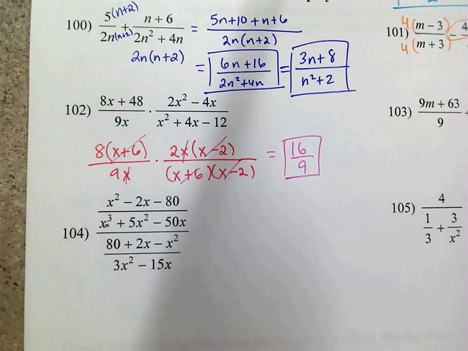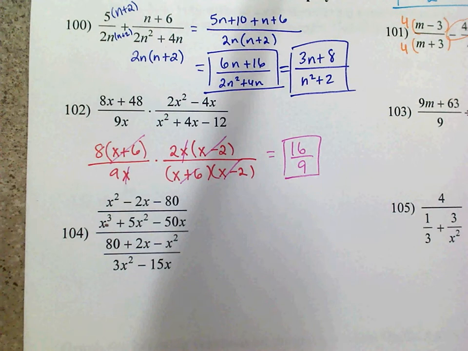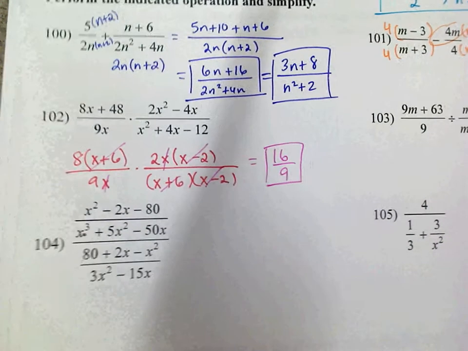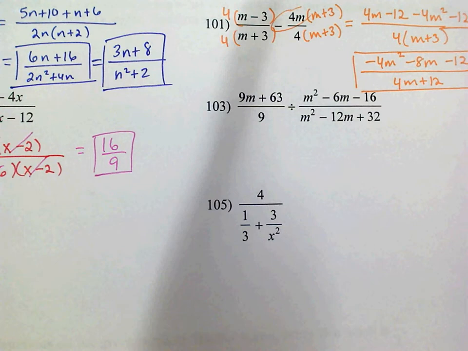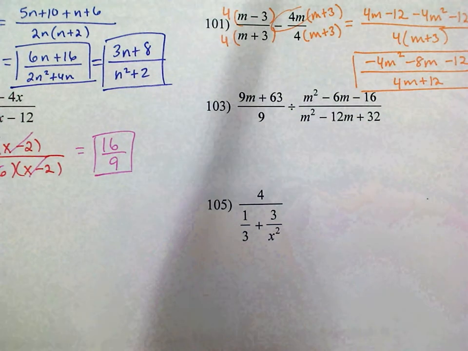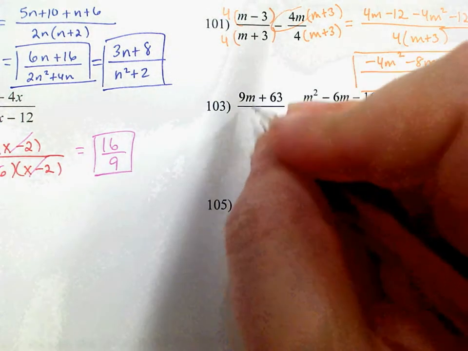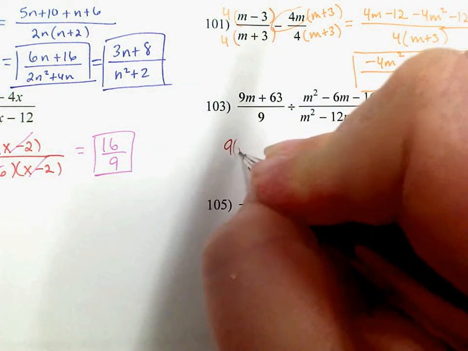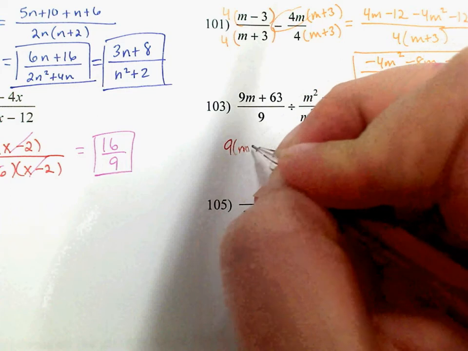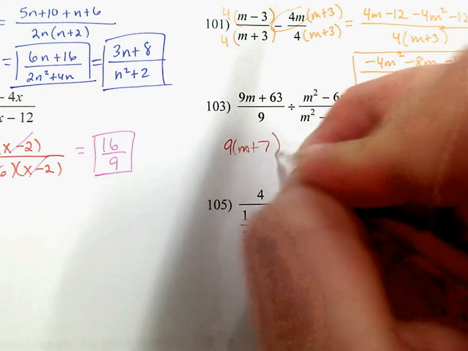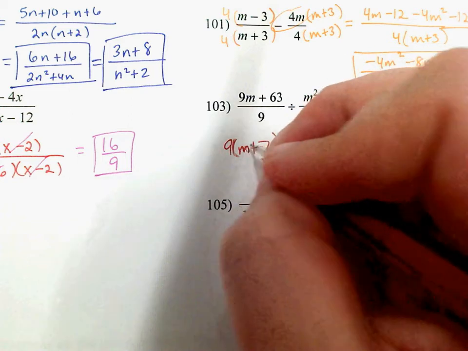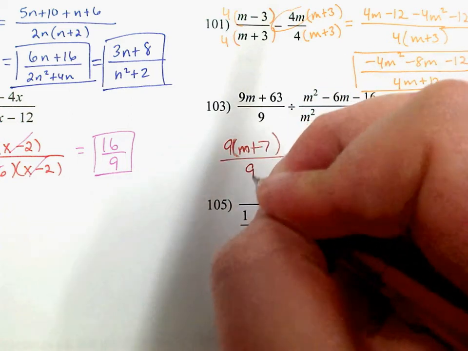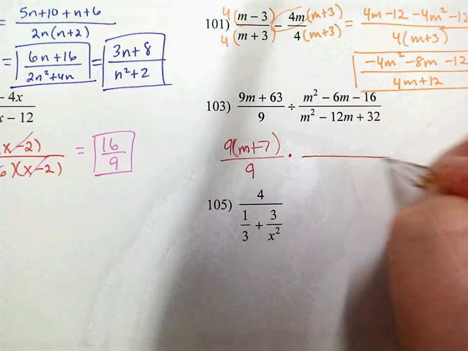On number 103, we are actually dividing the expressions. So when you divide, you have to multiply by the reciprocal. So I'm going to factor and rewrite at the same time. I'm going to factor out a 9, and I'm left with m plus 7. And then in the denominator, I've got a 9 times. And so what I'm going to do is this one is going to go on the top.